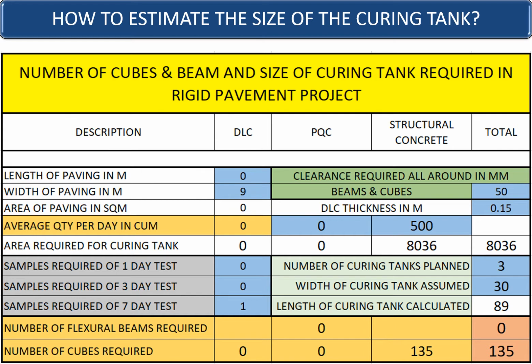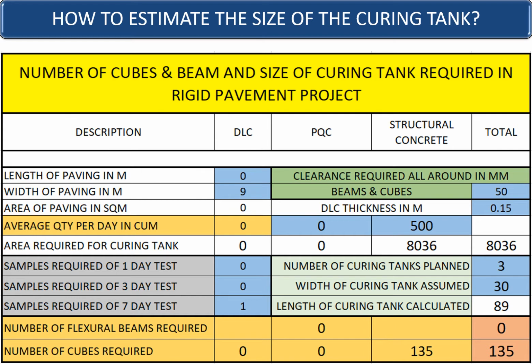So depending upon that, you can also legitimately put what value you want to add, whether it is 20 millimeters or 50 millimeters all around, as clearance for keeping the cubes in the curing tank. Then you need to put the thickness of the DLC, the number of tanks which you want to plan, and one dimension of the plant tank, which can be either width or length. In this particular case, we have taken width as the input dimension.